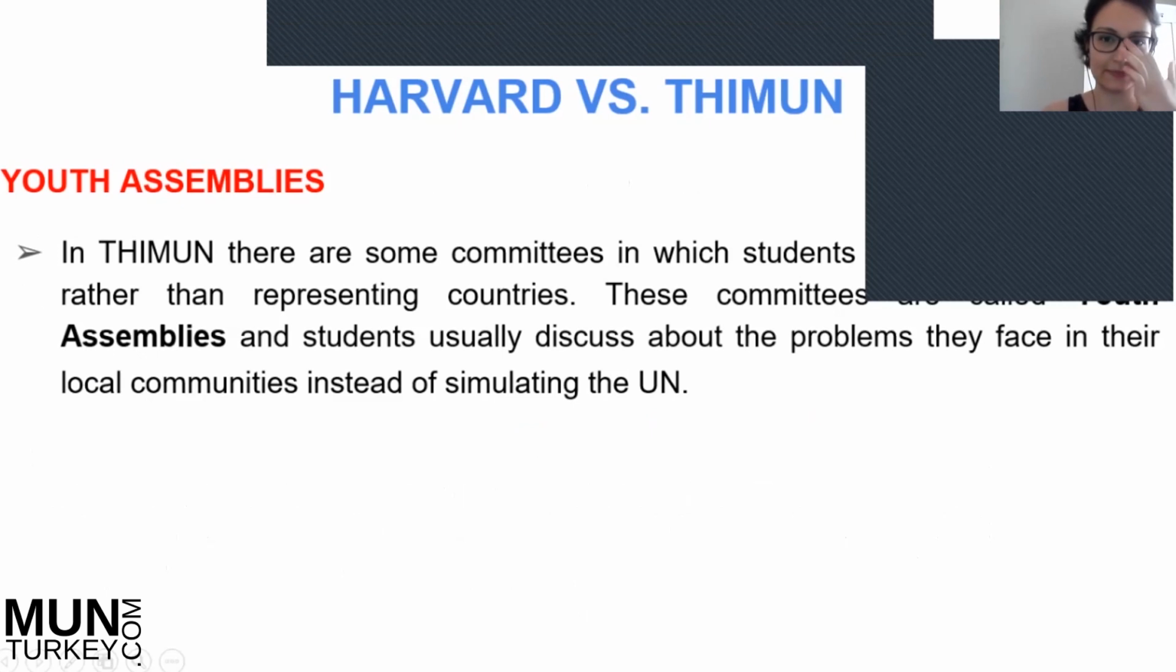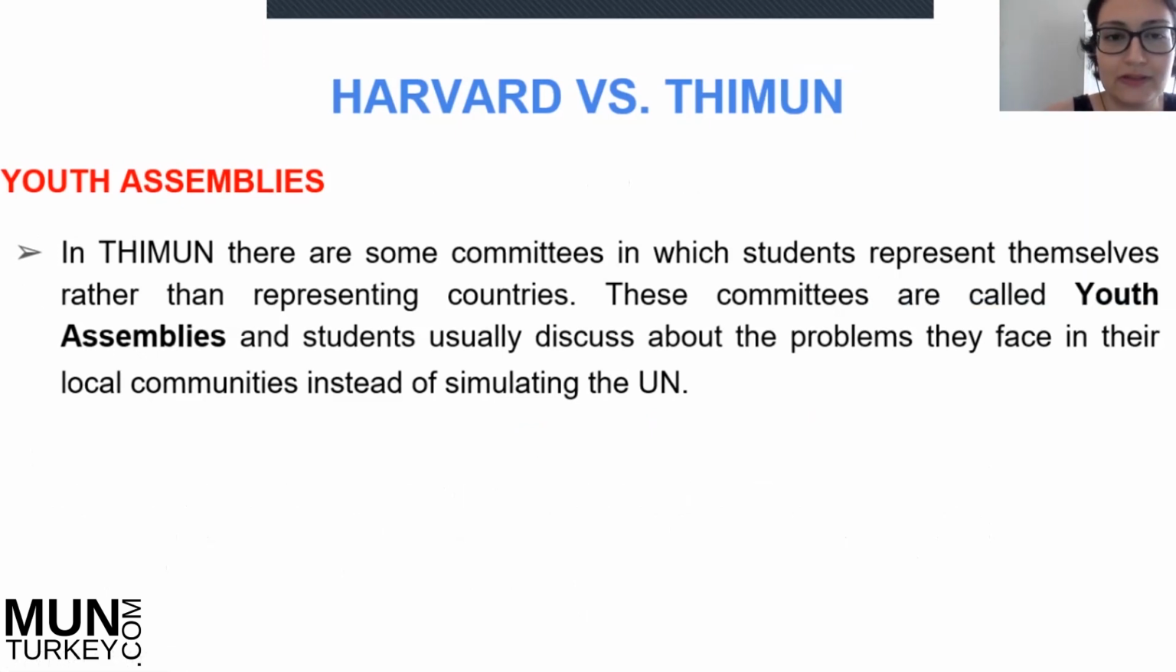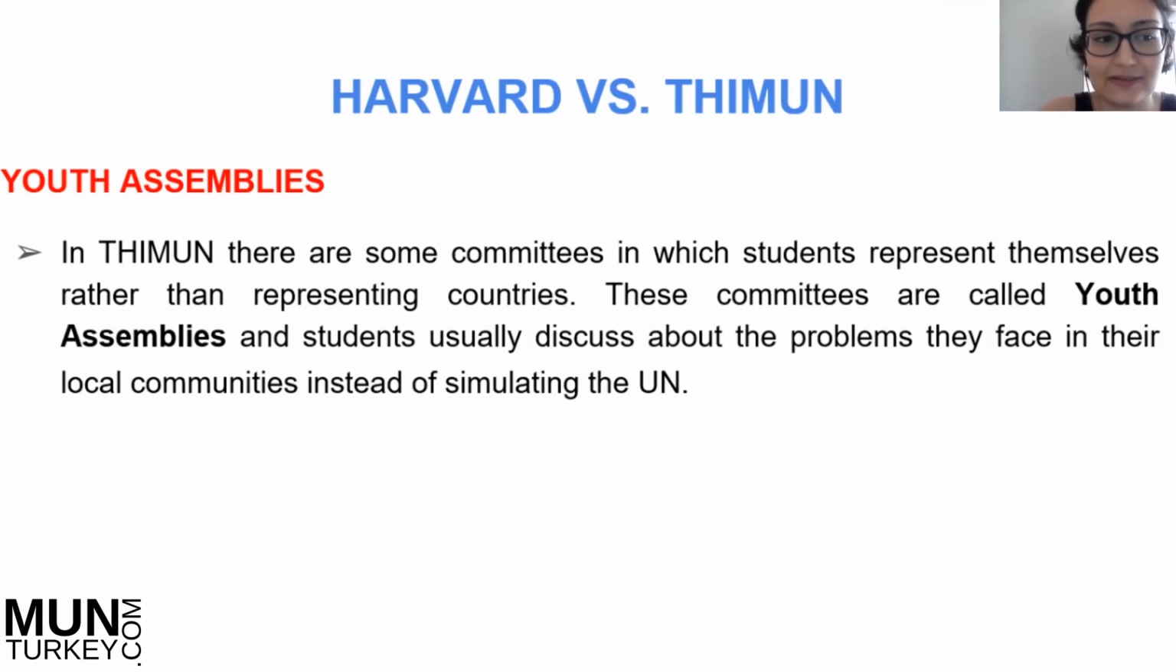Okay, that's perfect. So there is another very important difference between a Harvard and a THIMUN conference. In THIMUN, there are youth assemblies. So what is a youth assembly? In THIMUN, there are some committees in which students represent themselves rather than representing countries. So basically you become just a 16 or 17 year old person yourself, instead of representing a country or a historical character. These committees are called youth assemblies, and students usually discuss the problems they face in their local communities instead of simulating the UN. So in most of these committees, instead of talking about world issues like hunger, you discuss topics that interest the youth. For example, unemployment could be a great topic for a youth assembly.